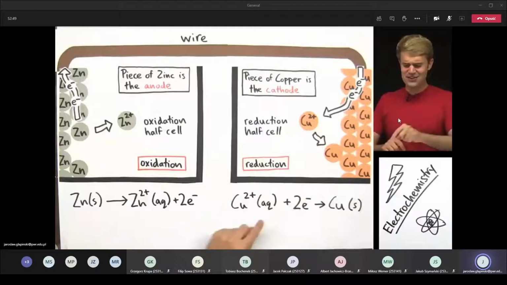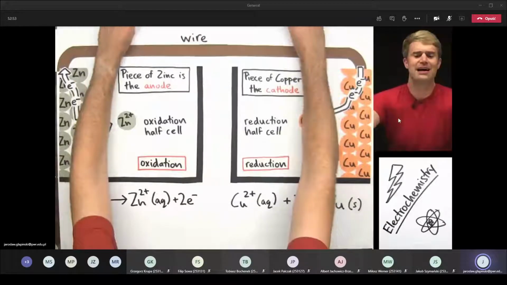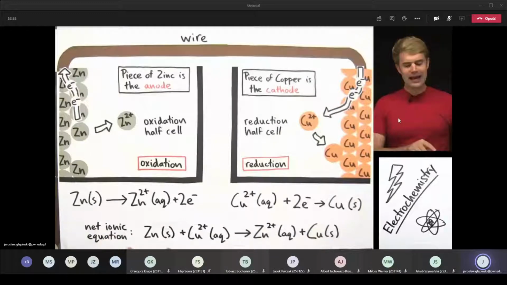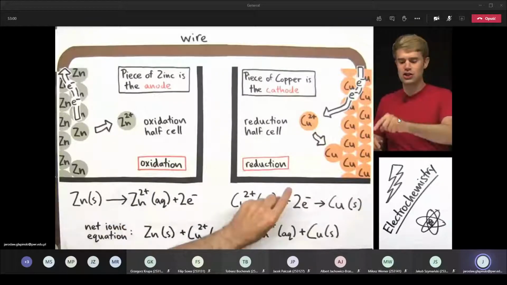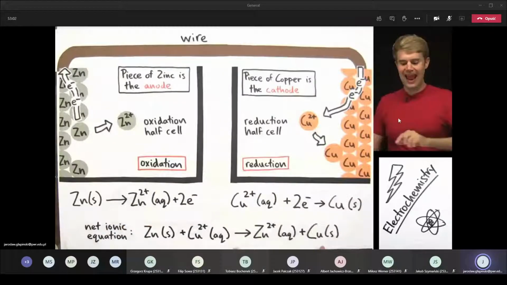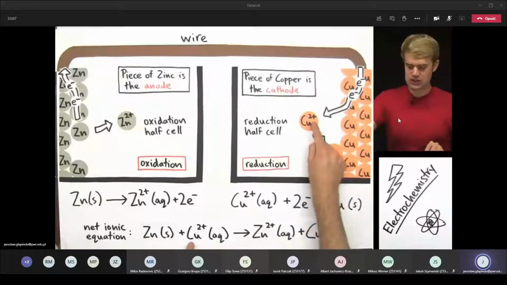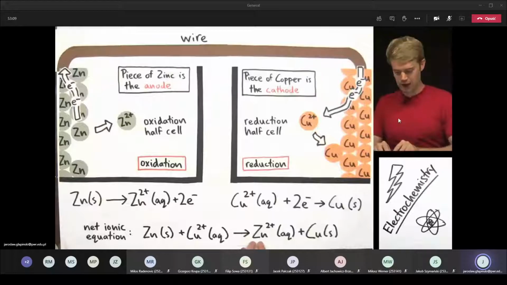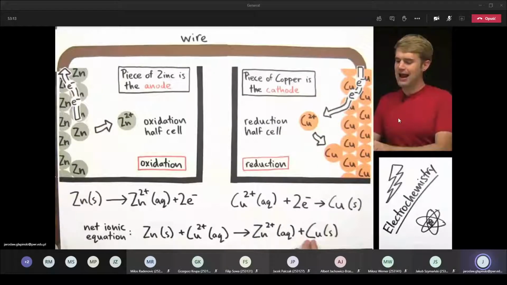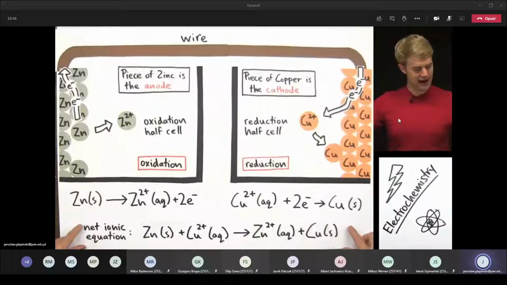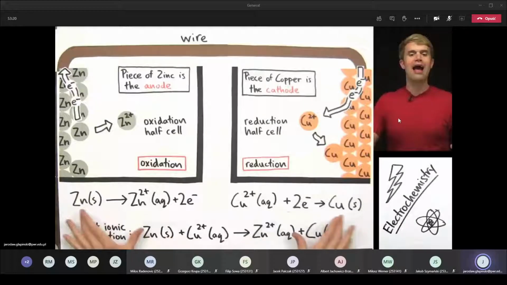Anyway, we have these two half reactions, and we can put them together to get a net ionic equation, which shows the overall oxidation and reduction process. We start with solid neutral zinc and Cu2+ ion, and then at the end of the process, we're left with Zn2+ ion, and then we have solid copper. This is a net ionic equation that we get from adding together these two half reactions.